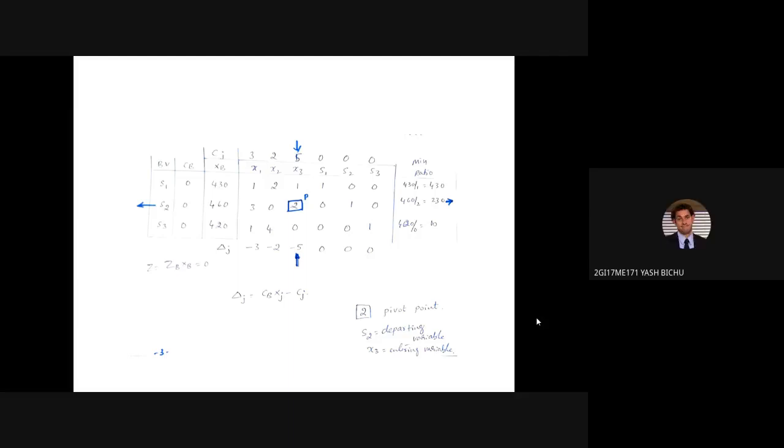Excuse me, sir. Sir, please explain again after the minimum ratio step. Don't worry. Okay. See now you got delta j, right? Delta j is basically multiplying CB values into the corresponding values x1, x2, x3 and all. You got minus 5.